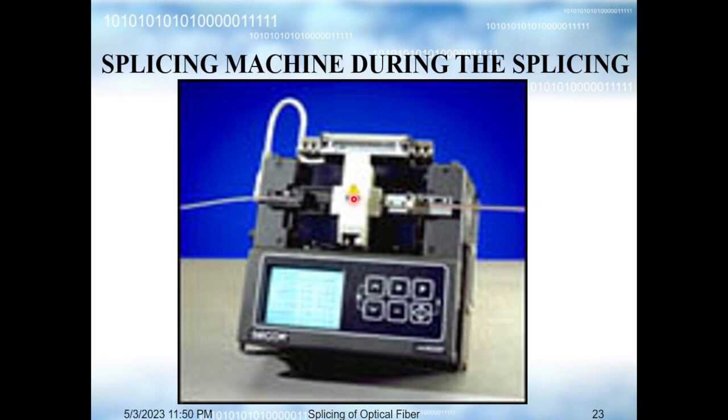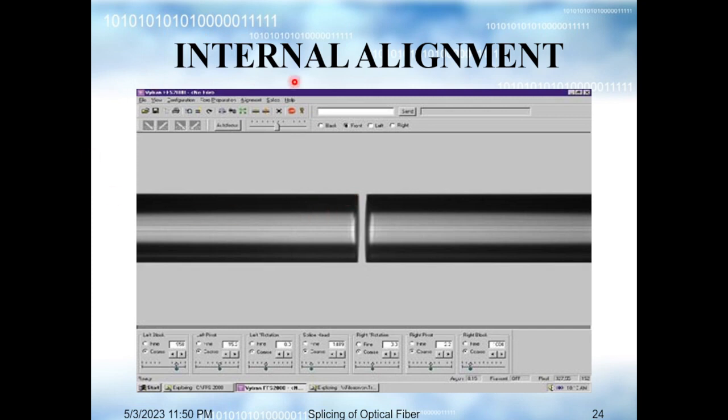The splicing machine during the splicing. It's a picture diagram, connecting two fiber optic cables from different sides and joining both at the center. There is an electric arc providing heat to both ends, both cores of the fiber, which melt and weld together to make a single fiber optic cable, and the loss is 0.1 decibel.